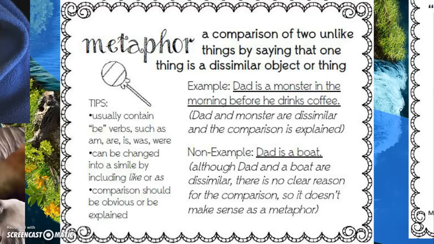So, dad is a monster in the morning before he drinks his coffee. Tips: usually you'll see the being verbs: am, is, are, was, were, be, being, been. And think about it, it can easily change to a simile if you put in like or as. So make sure the comparison is obvious or it's explained.